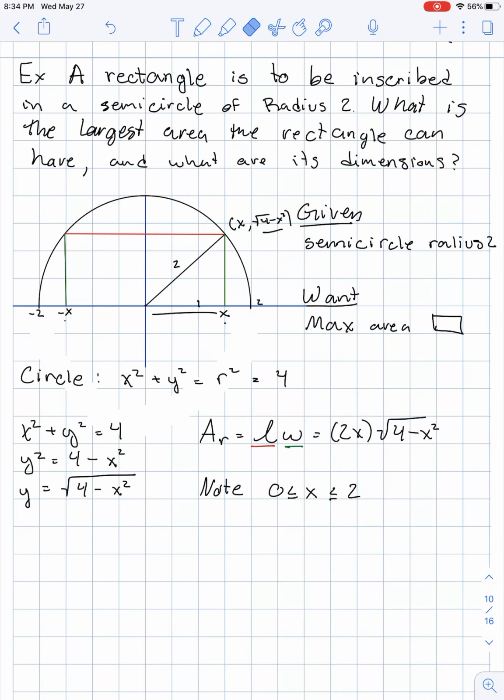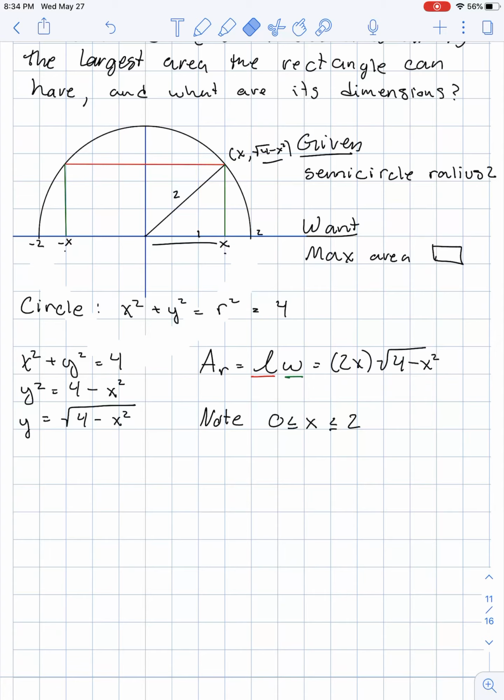Alrighty. So now we have, okay, that our area with respect to x is 2x times the square root of 4 minus x squared.